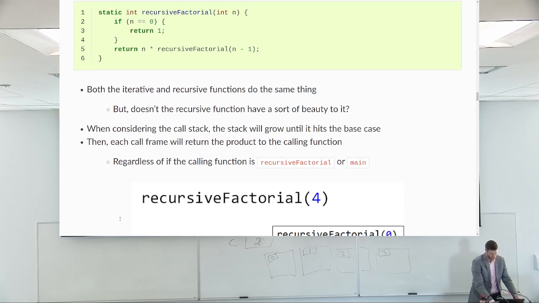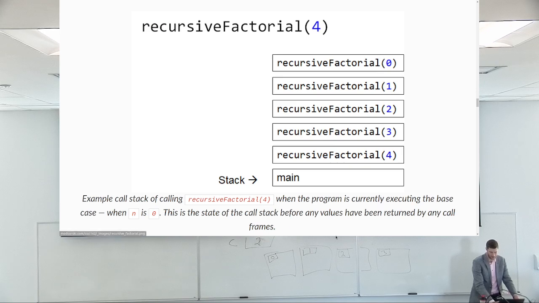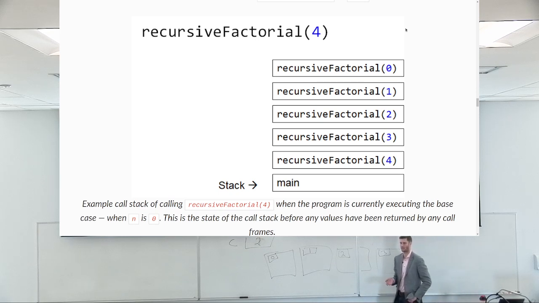All right, but doesn't a recursive function have a sort of beauty to it when considering the call stack? So here's the call stack example of if I called recursive factorial on 4, let's think about what the call stack's going to do. Well, we would have our main, which calls recursive factorial with the value 4, which calls it on the value 3, which calls it on the value 2, and then 1, and then 0. And then we would start popping from that call stack every time we answered the question.